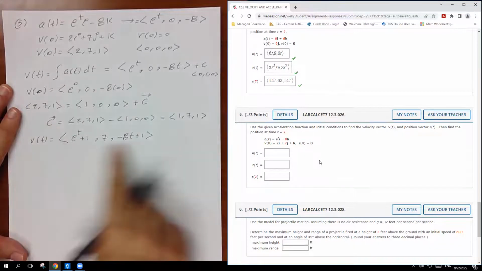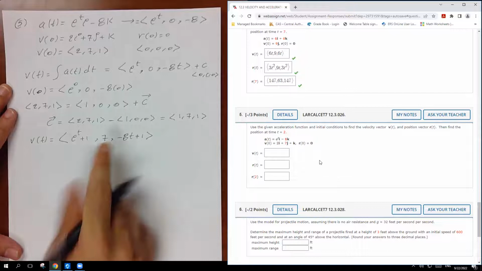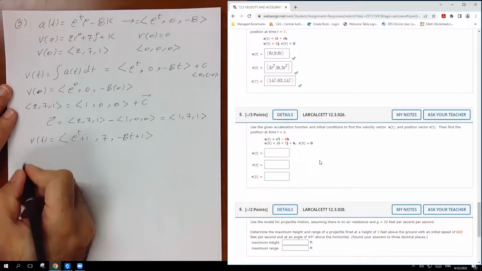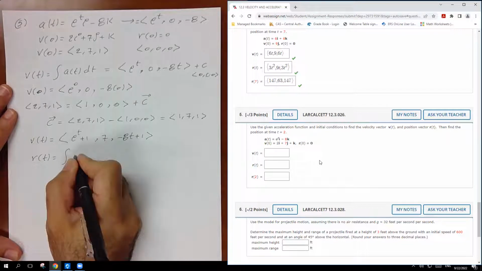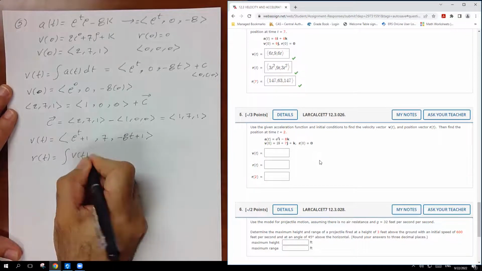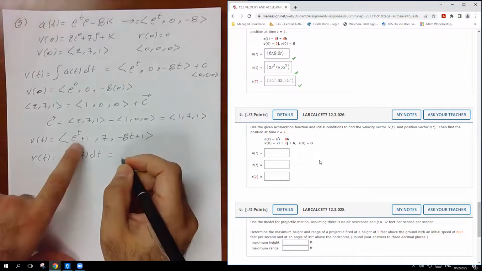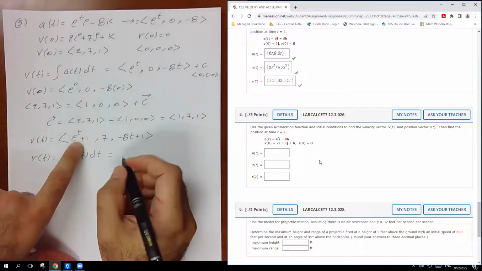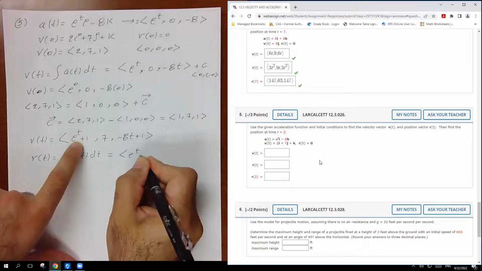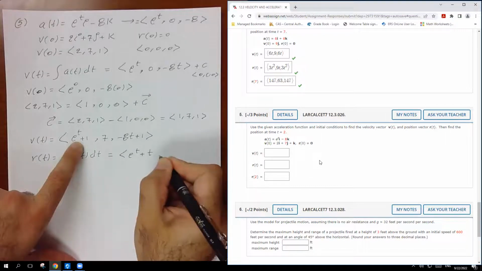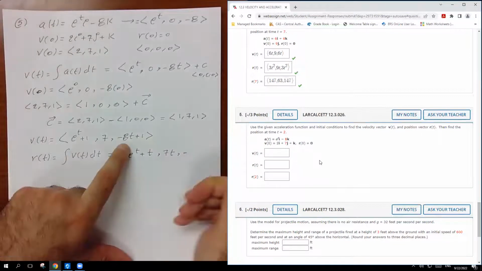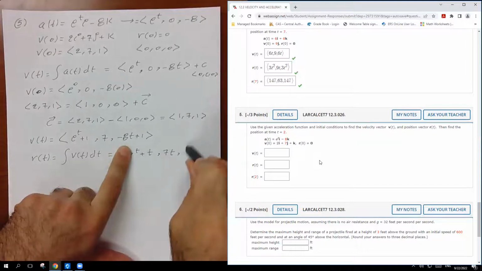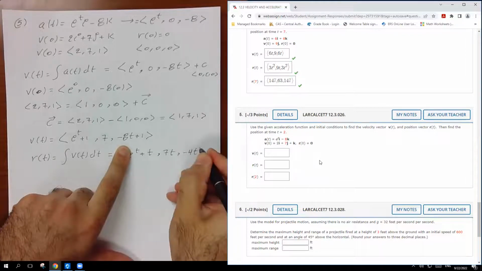The next step, we're just going to find, sorry, the position vector. So I'm going to take the integral. The position vector with respect to t is going to be the integral of the velocity vector dt, which is equal to, I'm just going to take the integral for this one. So it's going to be e to the t plus t, and it's going to be 7t, and this one is going to be 8t squared over 2, so it's going to be -4t squared plus t.